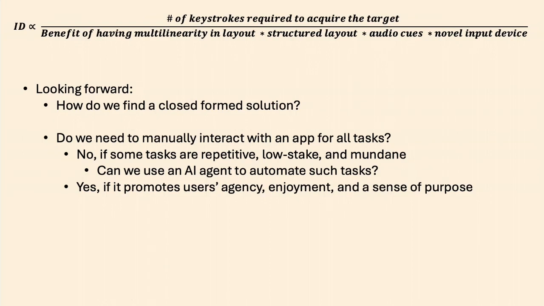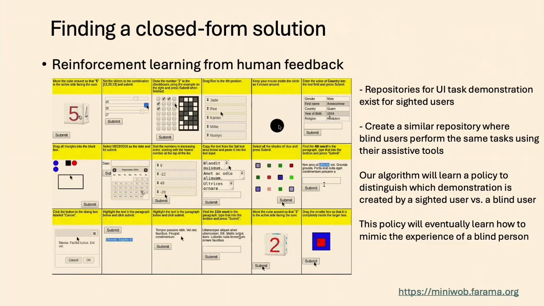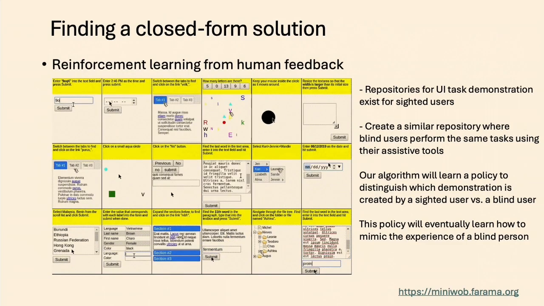So looking forward, we need to work more to find the closed form solution. And more importantly, do we really need to manually interact with an app for all possible tasks? The answer is no, if the tasks are repetitive, mundane. And yes, if the task is important, high stake, or it gives some sense of enjoyment and agency. So we are thinking, how do we approach that?